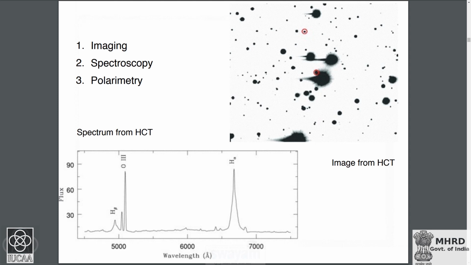So, what is shown on the right is a typical image taken from the 2-meter Himalayan Chandra telescope situated at Hanle, and the image corresponds to a field of view of 10 arc minute by 10 arc minute, and the image shown at the bottom is the spectrum of the target, which is shown by red on the image. This is basically the plot of the light as a function of wavelength. It can be considered as a high resolution photometry. Alternatively, photometry can also be thought of as a low resolution spectroscopy.